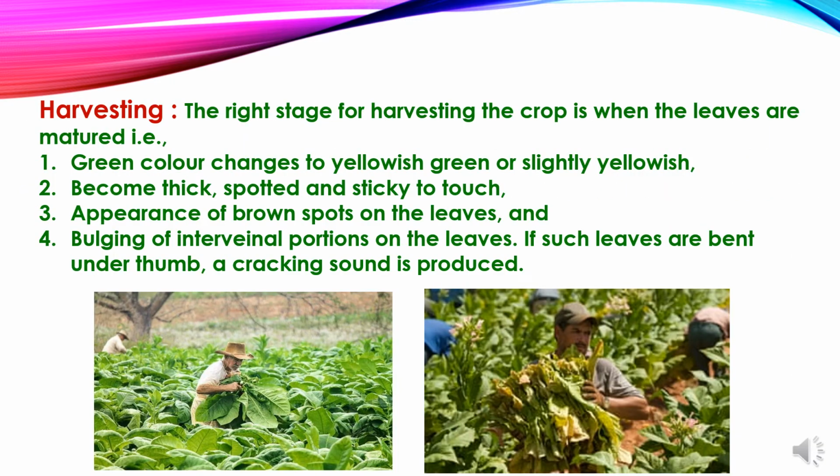Harvesting. The right stage for harvesting the crop is when the leaves are matured. First, the green color changes to yellowish green or slightly yellowish. Second, the leaves become thick, spotted and sticky to touch. Third, appearance of brown spots on the leaves. And fourth, bulging of interveinal portions of the leaves. If such leaves are bent under the thumb, a cracking sound is produced.